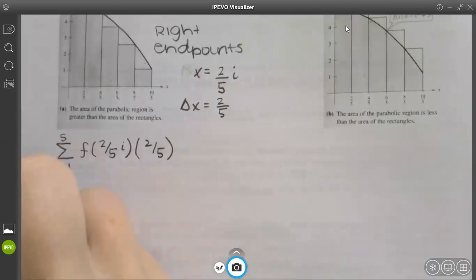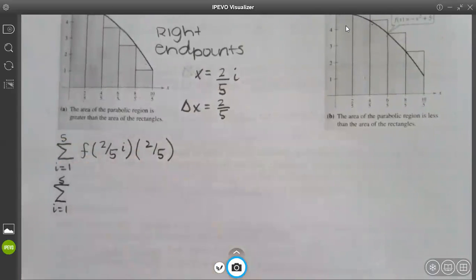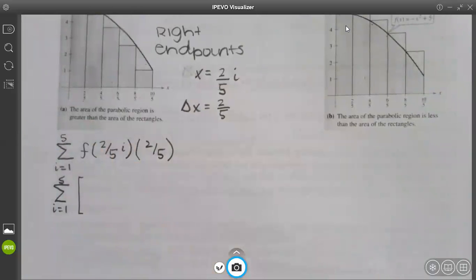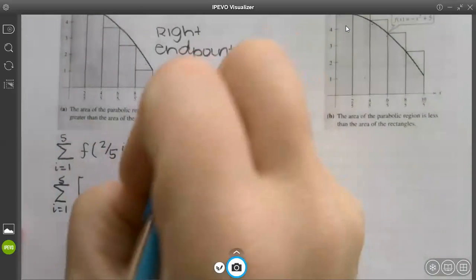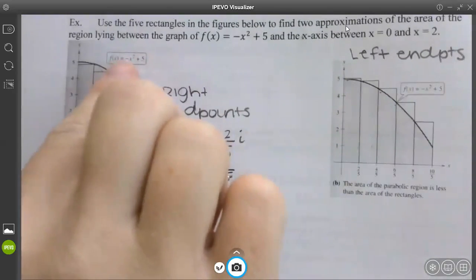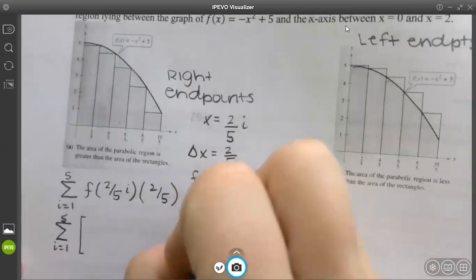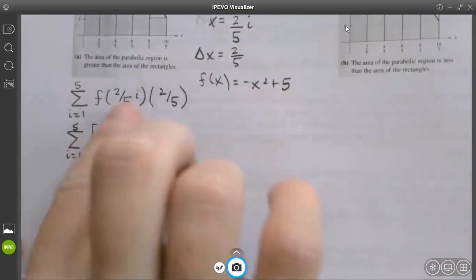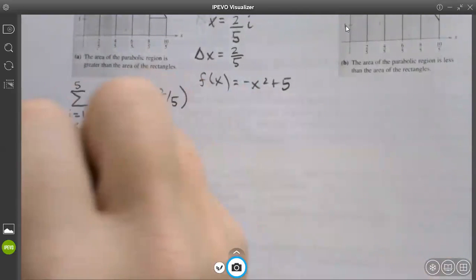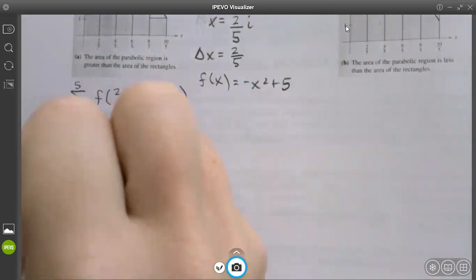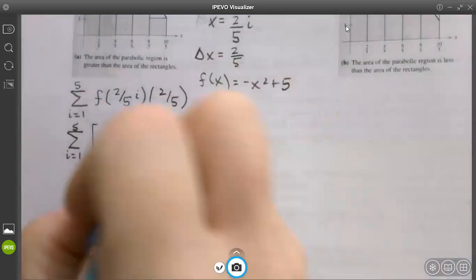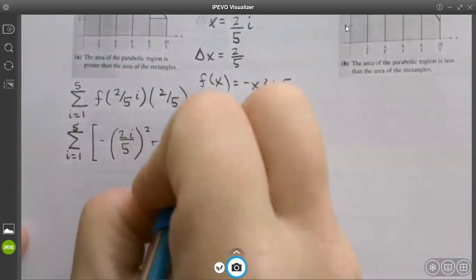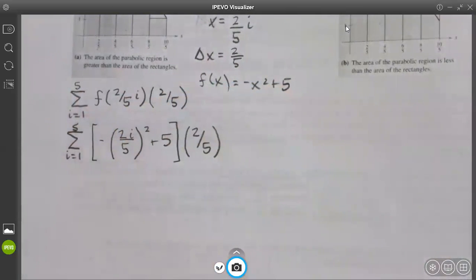All right. So here's what's going to happen. We're going to do the summation from 1 to 5. I'm going to make some brackets instead of using 50,000 parentheses. I'm going to rewrite our function right here just so you guys can see it. We're going to write our function, negative x squared plus 5, but we're going to plug in 2/5 i for our x. So negative (2i over 5) squared plus 5. And then we're going to multiply that by 2/5. Everybody understand what I did?